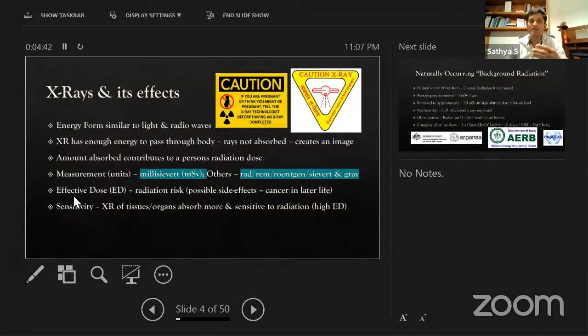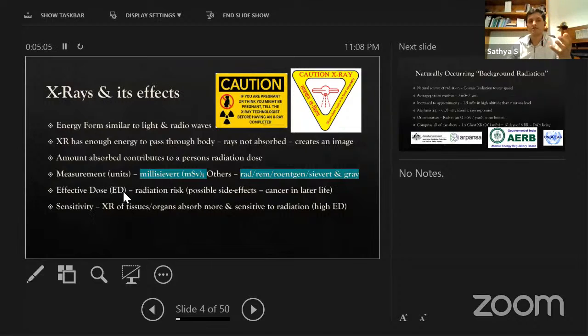The way it is measured is through millisievert, or mSv. That's what is mostly used, but it can also be measured in units like rad, rem, roentgen, sievert or gray. These are all the different measurement units that we use for X-ray exposure.